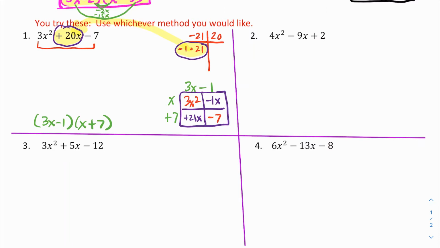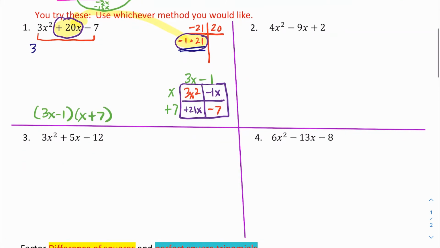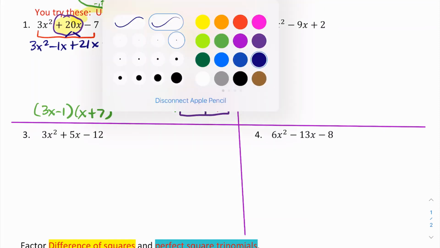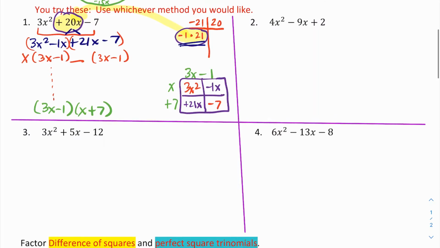Now, let me go ahead and do that by grouping in this case, for those of you that did that. And again, it doesn't matter which order these are in. So 3x squared, and then if you split this up, minus 1x plus 21x minus 7, then you group. You could factor out an x. As soon as you do that, that 3x minus 1 is one of the answers, by the way. We need a 3x minus 1 in the second one. It has to be there.